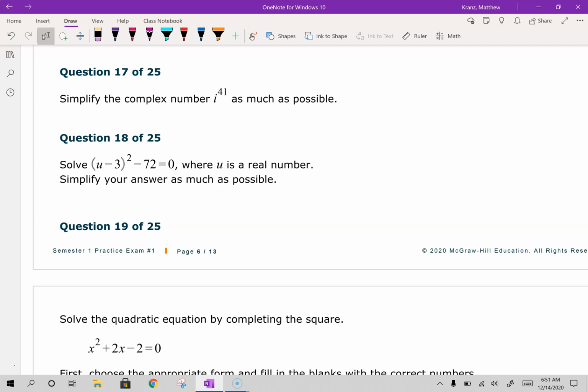Simplify i to the 41 power. All we do is take 41 and divide it by 4. So that goes in 10 times with a remainder of 1. So this is really just equal to i to the first power, which is just i, which also can be the square root of negative 1, depending on its answer.